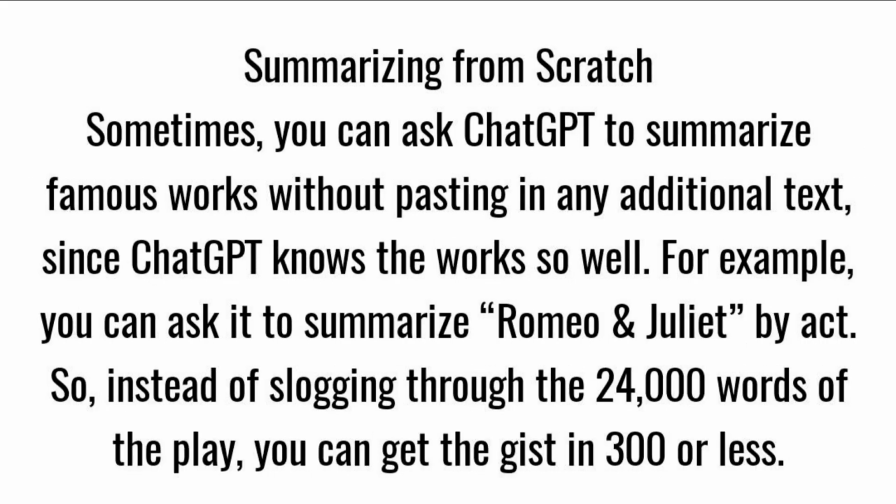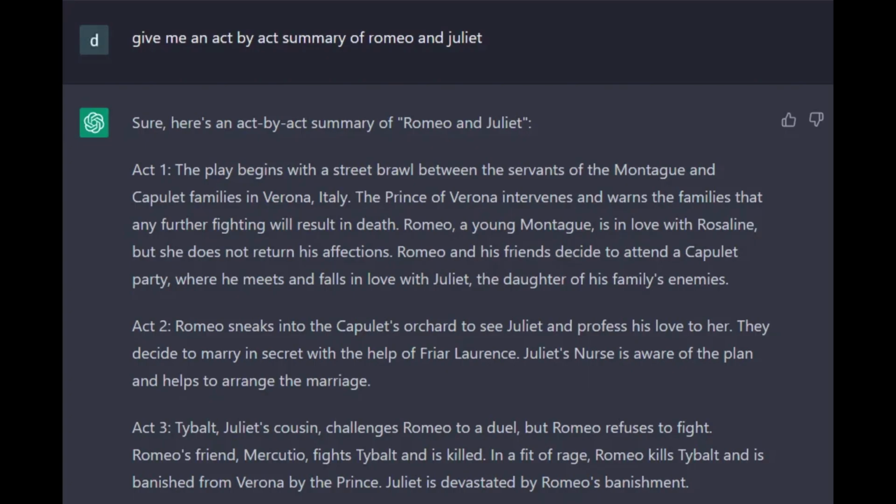Summarizing from scratch. Sometimes, you can ask ChatGPT to summarize famous works without pasting in any additional text, since ChatGPT knows the works so well. For example, you can ask it to summarize Romeo and Juliet by act. So, instead of slogging through the 24,000 words of the play, you can get the gist in 300 or less.